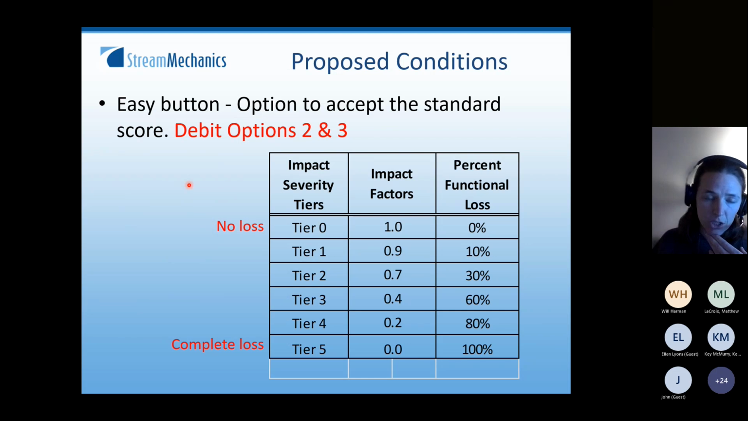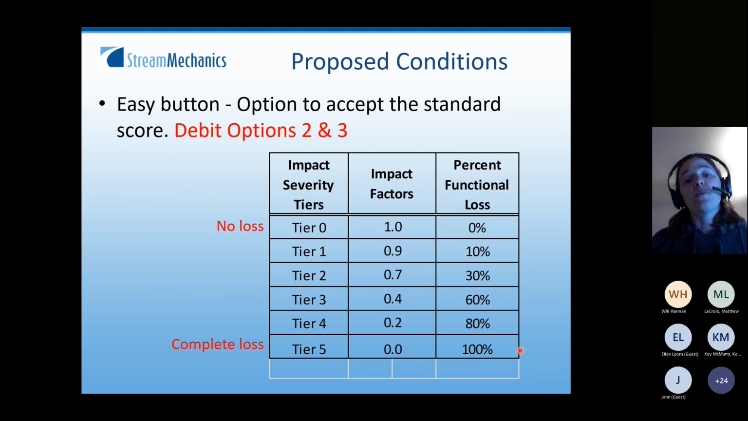For the proposed condition, the easier of the 2 options, so for debit options 2 and 3, is you're going to determine what impact severity tier you are in. So tier 0 is no loss. This reach yields does not require compensatory mitigation. You're using bioengineering practices and there's no loss to the stream. All the way up to tier 5, which is a complete loss.